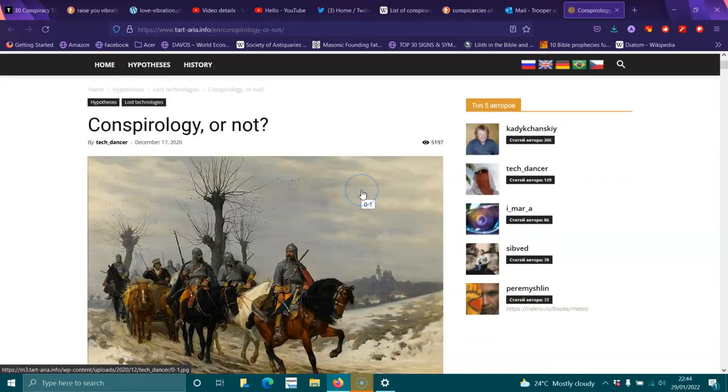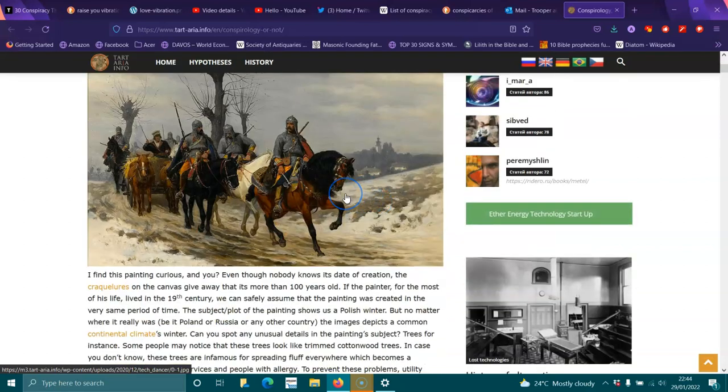Conspirology or not, I find this painting curious, and you? Even though nobody knows its date of creation, the craquelure on the canvas gives it away that it is more than 100 years old. If the painter, for most of his life, lived in the 19th century, we can safely assume that the painting was created in the same period. The subject of the painting shows us a Polish winter, but no matter where it really was, be it Poland or Russia or any other country, the image depicts the common continental climate's winter.